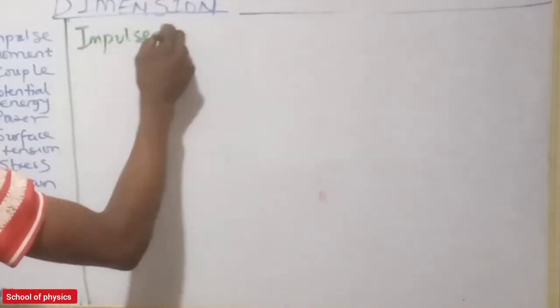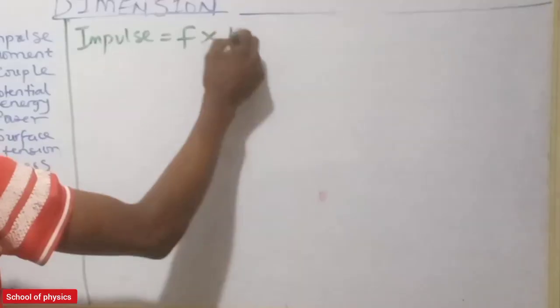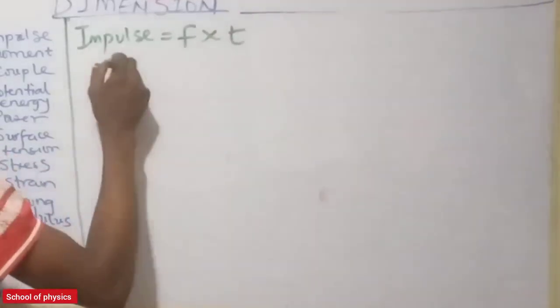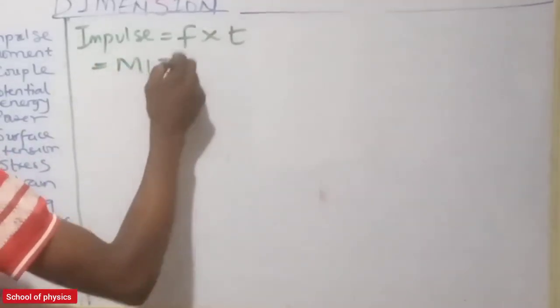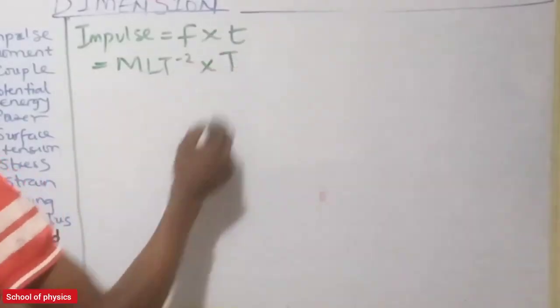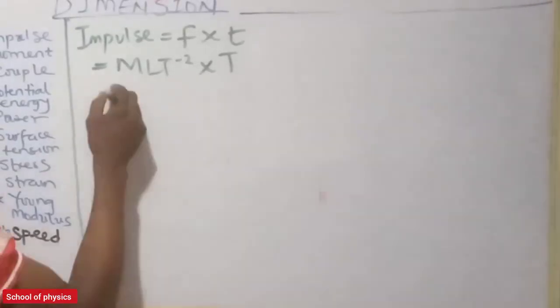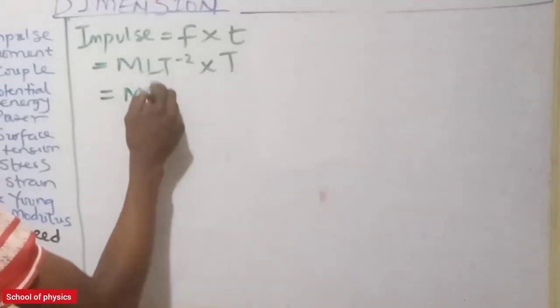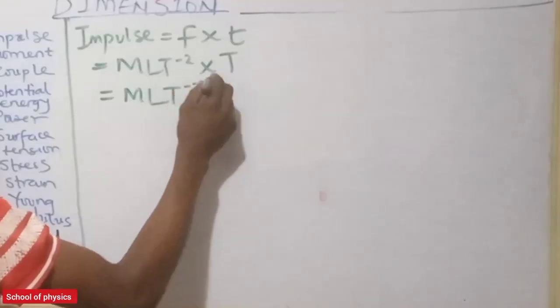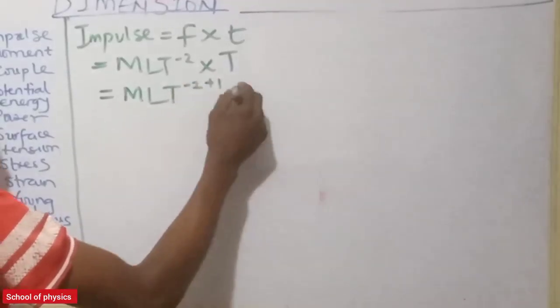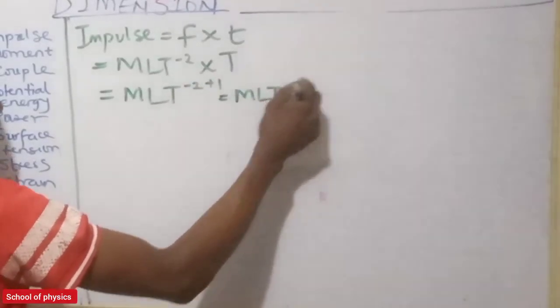Impulse. Like I said earlier, impulse has the same dimension as momentum. So impulse is the product of force and time. So force is MLT^-2 and your time is T. So if you multiply both, it should be MLT^-2 plus 1. That should be MLT^-1.